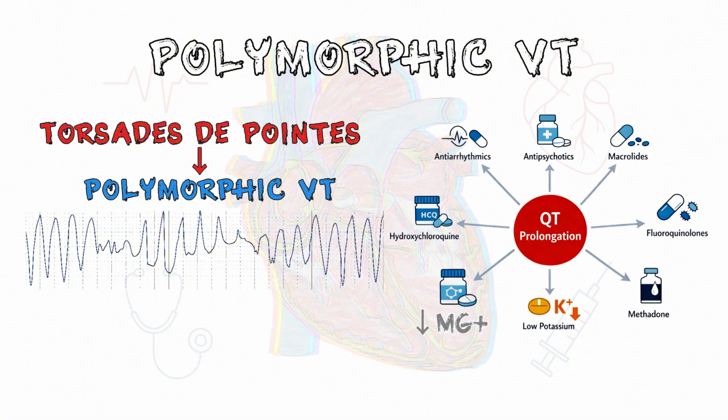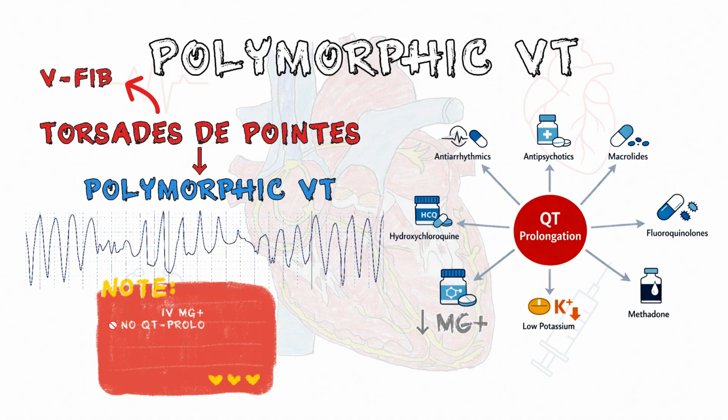Secondary causes: prolonged QT interval due to antiarrhythmics, antipsychotics, haloperidol, ziprasidone, also macrolides like erythromycin, fluoroquinolones, hydroxychloroquine, methadone, and hypokalemia. Torsades de Pointes is a dangerous condition which can lead to rapid progression to ventricular fibrillation and sudden cardiac death. We can manage it with IV magnesium sulfate, stop QT prolonging drugs, correct potassium, and, if unstable, defibrillation.